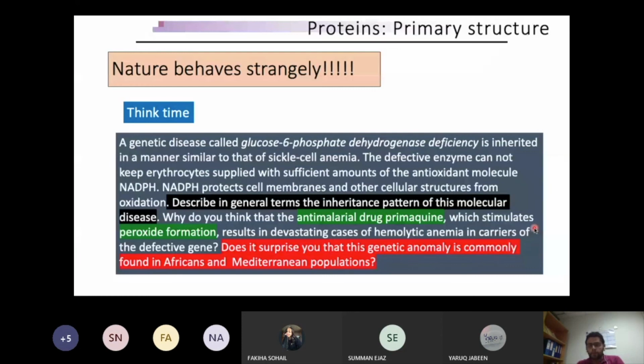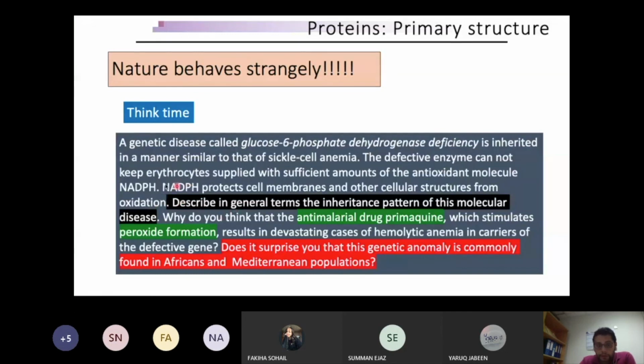Okay, just take some time and read this paragraph so that it's a similar thing. For example, a genetic disease called glucose 6-phosphate dehydrogenase deficiency is inherited in a manner similar to sickle cell anemia. The defective enzyme cannot keep erythrocytes supplied with a sufficient amount of the antioxidant molecule, which is in fact NADPH. What does NADPH do? NADPH protects cell membranes and other cellular structures from oxidation.